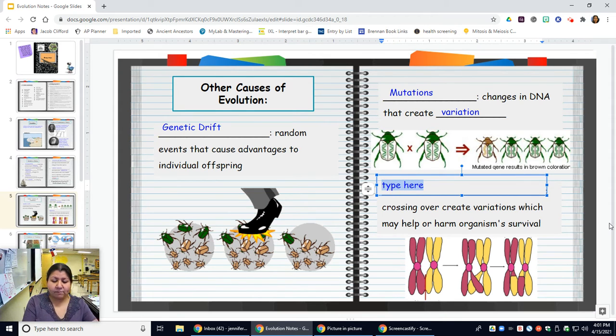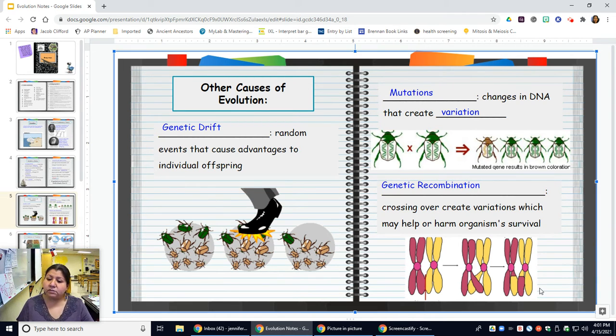And then lastly, we have something called genetic recombination. We already talked about meiosis. We talked about crossing over, and we can see right here these homologous pairs of chromosomes, they're touching, and so they're going to exchange genetic information. So this will create a variation, and that could be helpful or it could be harmful to an organism.